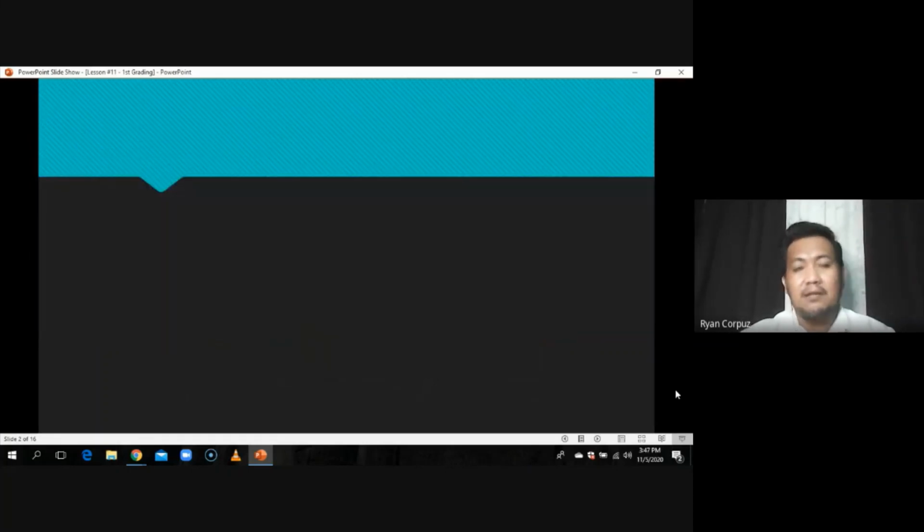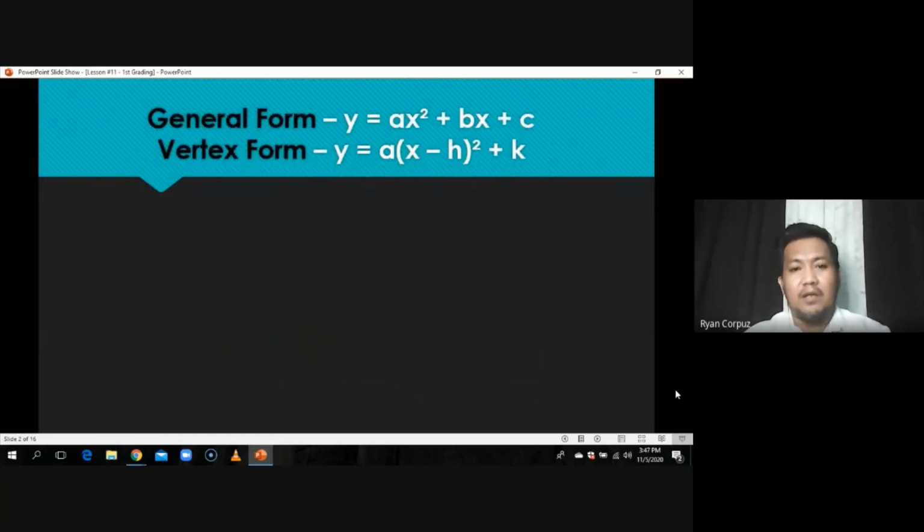So alam natin that the general form of the quadratic function is in the form of y is equal to ax squared plus bx plus c, while the vertex form or the standard form of the quadratic function is in the form of y is equal to a times the quantity x minus h quantity squared plus k, where h and k stand for the vertex. So that's the reason why it's called the vertex form.